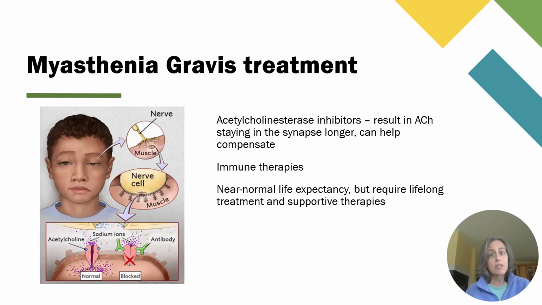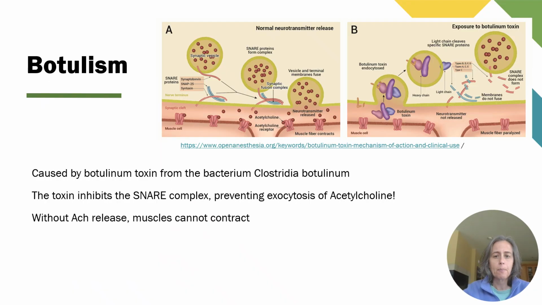Since this is an autoimmune disease, there are also immune therapies of various sorts that are used to treat this condition as well. Again, folks with this condition have a near normal life expectancy, but it does require lifelong treatment and supportive therapies, which thankfully we have, right? So we have things that can be really helpful and allow people to live a pretty good quality of life.